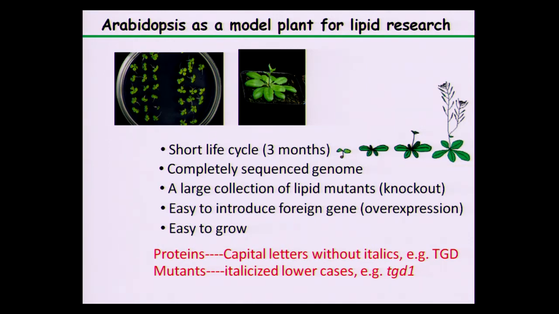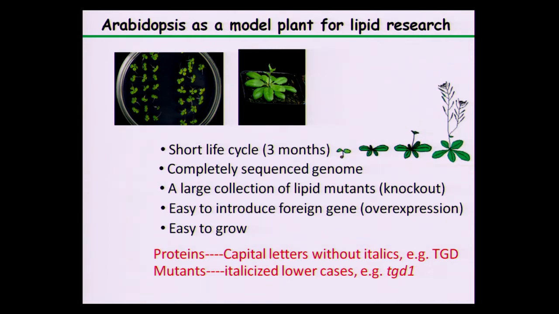Overexpression here, I want to mention, is a technique to increase the expression of a specific gene, or the expression at the protein level. And also, Arabidopsis is very easy to grow and handle. They can grow happily on agar plates and also on soil.